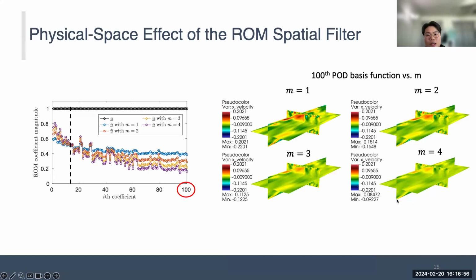So we further investigate the physical space effect of the ROM spatial filter. So we consider the 100th POD basis function, and then we reconstruct the filtered basis function with the filtered coefficient. From here, I'm showing m equals 1 to m equals 4. And indeed, we see that with m equals 4, the velocity field or the basis function is smoother compared to m equals 1.